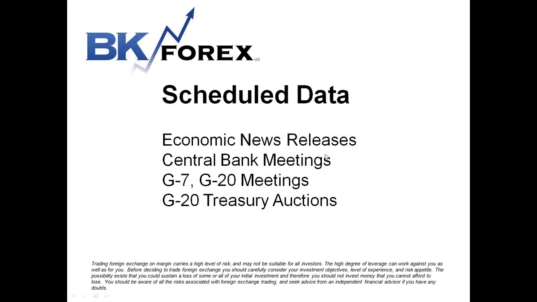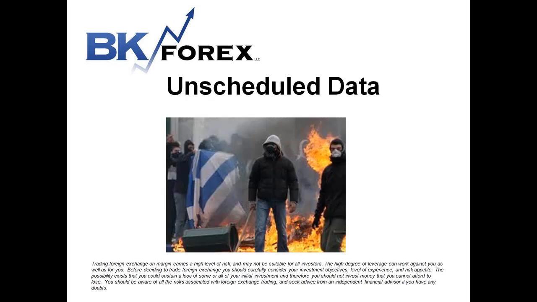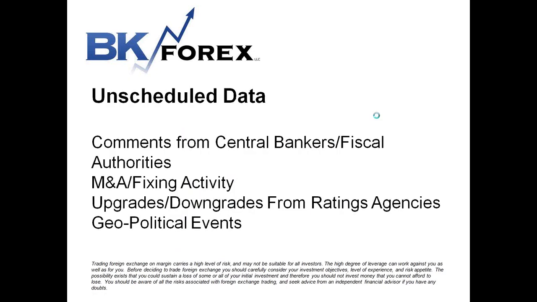And the scheduled data is economic news releases, central bank meetings, which we have today, G7 and G20 meetings, treasury auctions, things that everybody is aware of. They're posted, they're publicly related stuff, or unscheduled data, which is political news events, commentary from central bankers, fiscal authorities, M&A and fixing activity. That's mergers and acquisition activity.